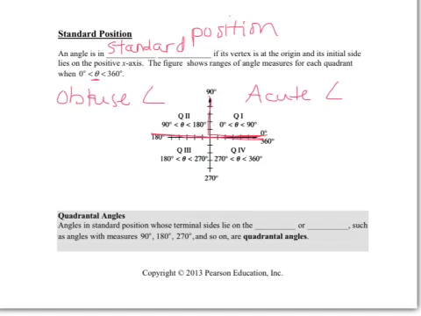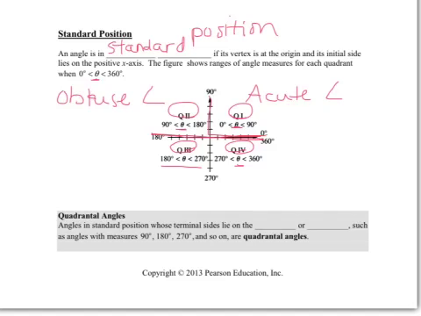So here we are in quadrant 1, where theta is between 0 and 90 degrees. Here we're in quadrant 2, where theta is between 90 and 180 degrees. Down here we're in quadrant 3, where theta is between 180 and 270 degrees. And here we're in quadrant 4, where theta is between 270 and 360 degrees.